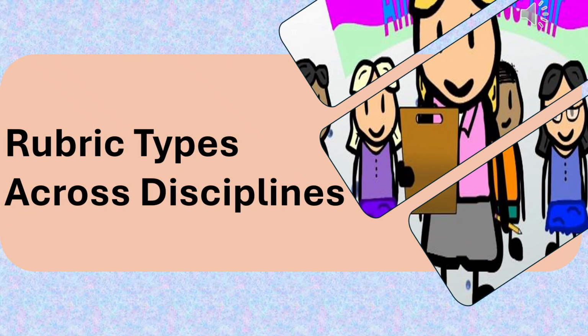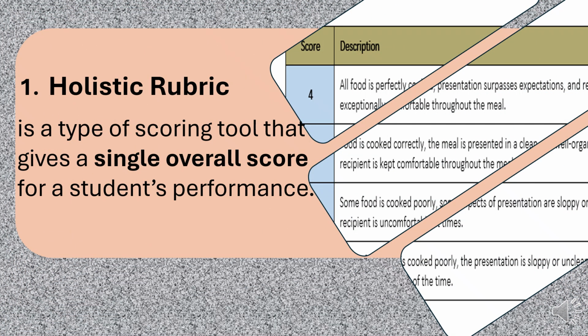Now, let's talk about the different types of rubrics across disciplines. First is the holistic rubric, a type of scoring tool where the teacher gives one overall score for the student's work instead of separating the grade into different parts like content, grammar and creativity. The teacher looks at the overall quality of the work.